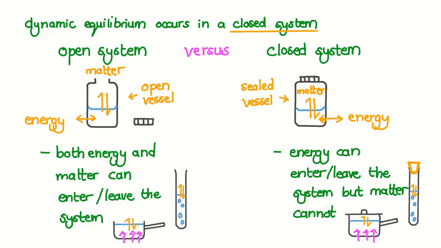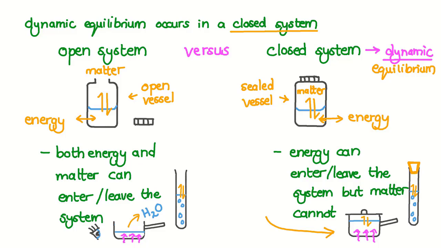Now, in an open system, visible changes might be obvious to an observer. For example, in an open pot, water is free to leave the pot to the surroundings, and over time the level of water will appear to decrease. However, in a closed system, it may look like nothing is happening, even though the forward and backward processes are occurring at the same time. A true equilibrium can be set up in a closed system because matter cannot leave. And if there is constant movement in the forward and backward directions for the process or reaction, we say this equilibrium is dynamic.